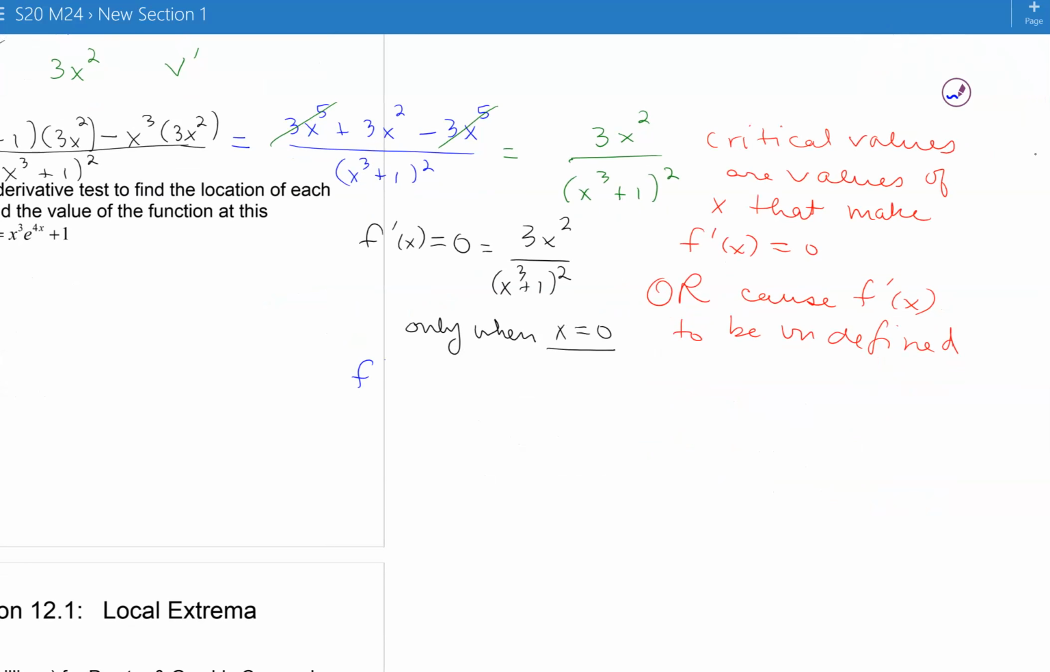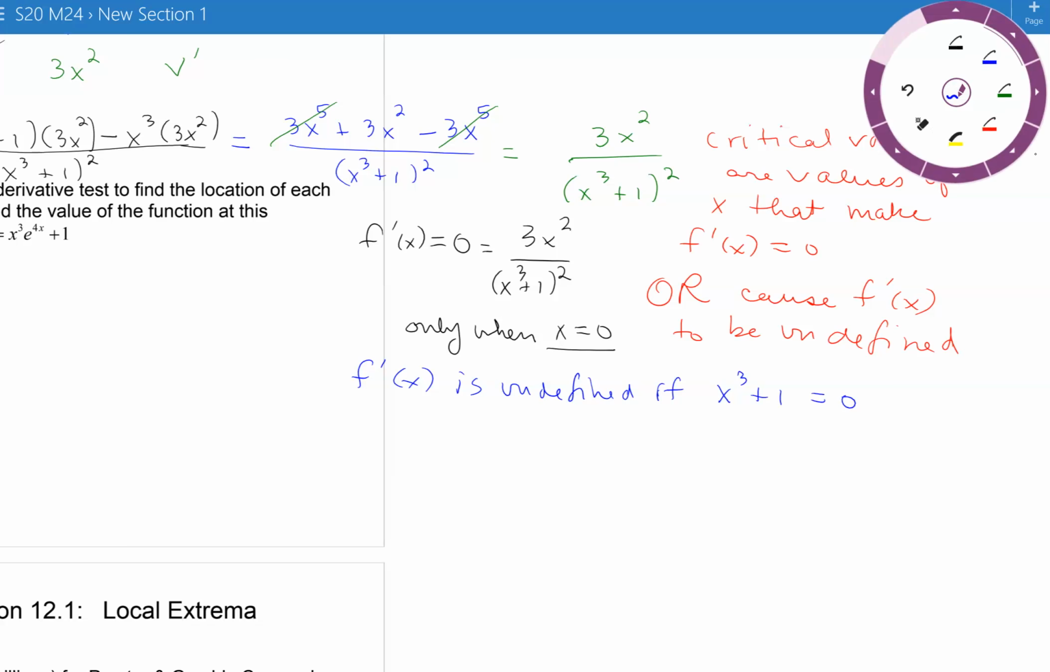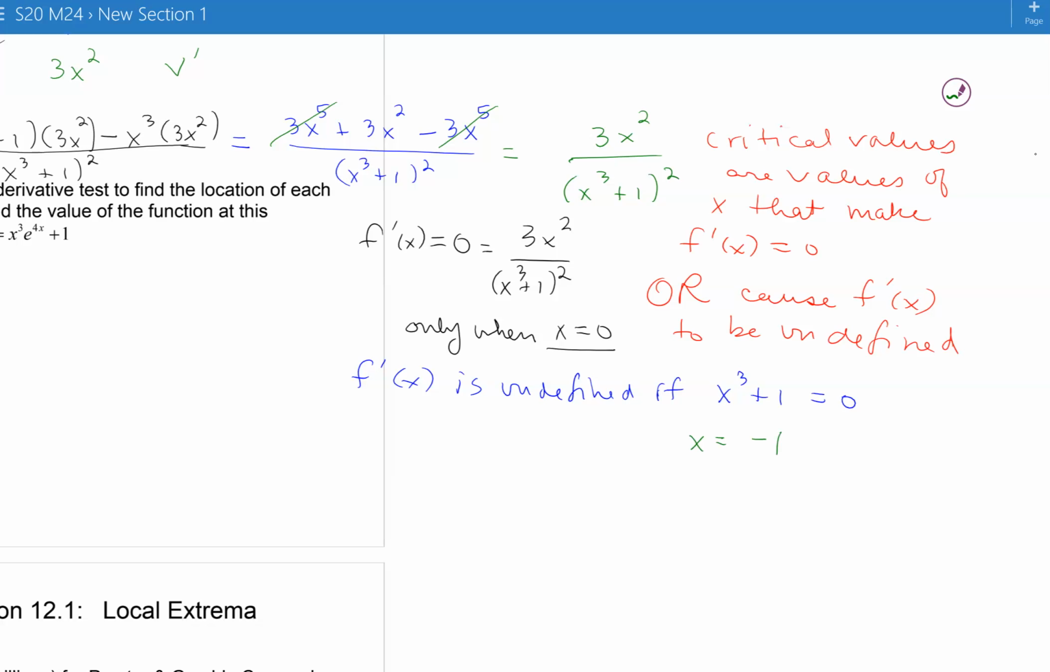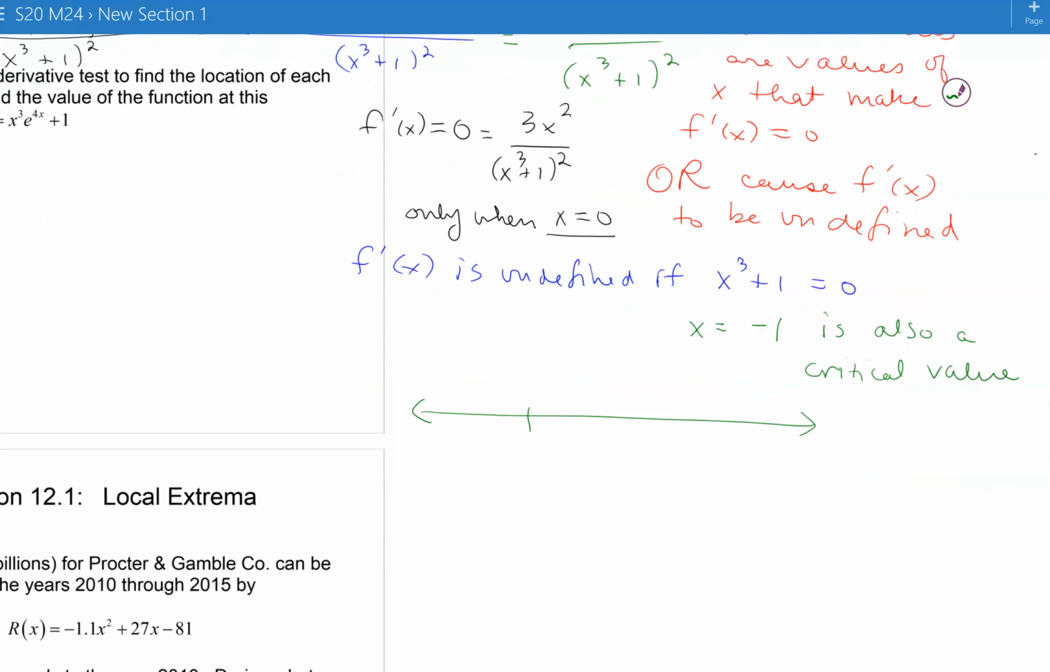Well, this function is undefined if x cubed plus 1 is 0. Well, that can happen if x equals -1. So x equals -1 is also a critical value. So this function has two critical values, -1 and 0. And if you're missing one of these, it's going to be impossible to get the rest of the problem correct. So these are x values, and then we need to write about f prime. Well, when x equals -1, f prime is undefined. It's not 0, it's undefined. And when x is 0, then the derivative is 0.